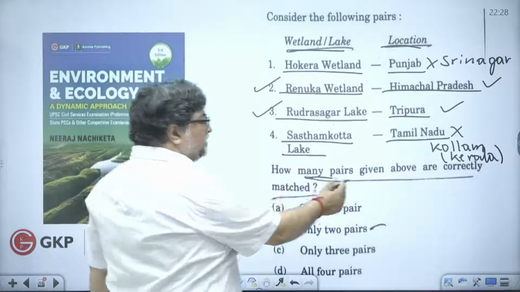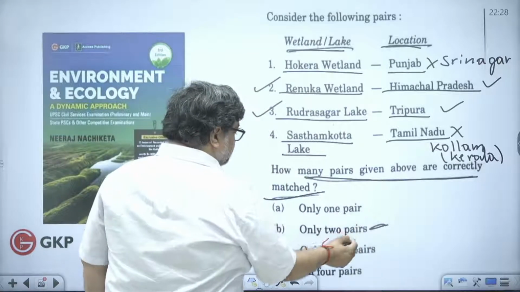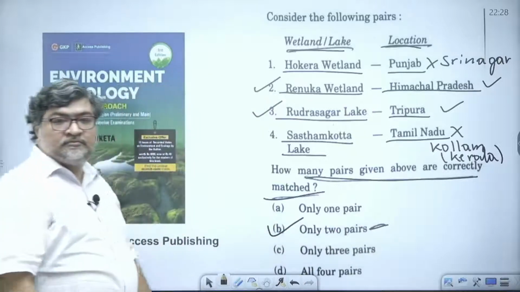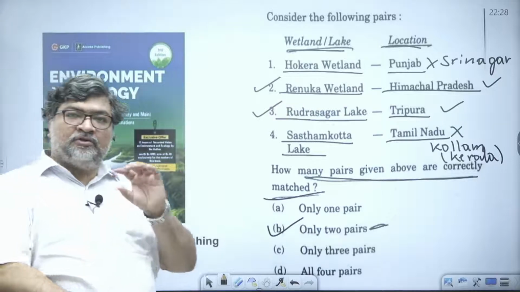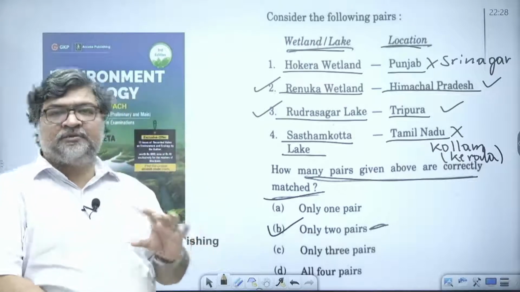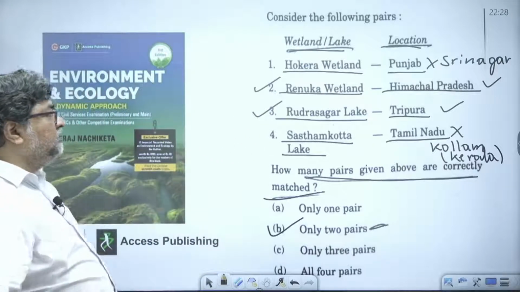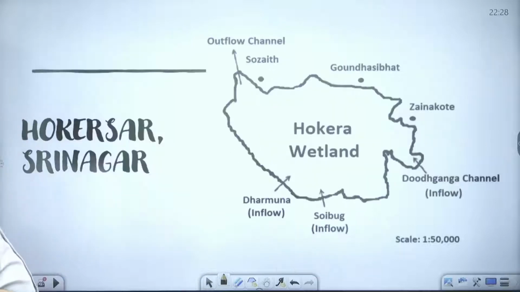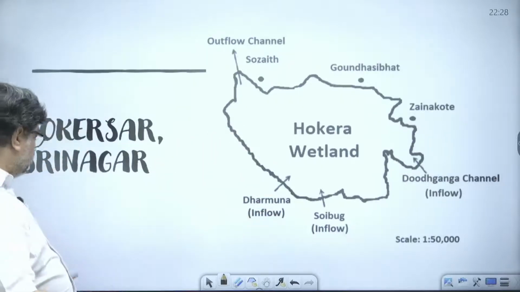So only 2 pairs are correct, Renuka and Rudrasagar. So how many pairs given above are correctly matched? Only 1 pair, only 2 pairs. The answer is B. Right, and I have given each Ramsar site description that is present in the book. So the answer will be 2 and 3. If you look here, this is Hokera wetland, Srinagar. That's where it comes in Jammu and Kashmir.